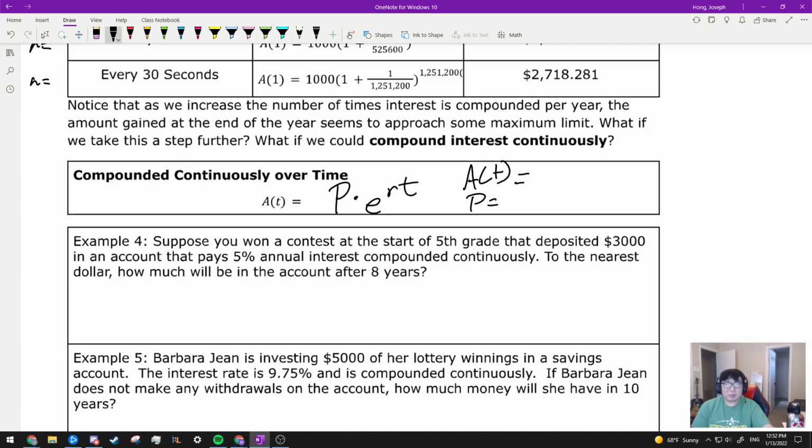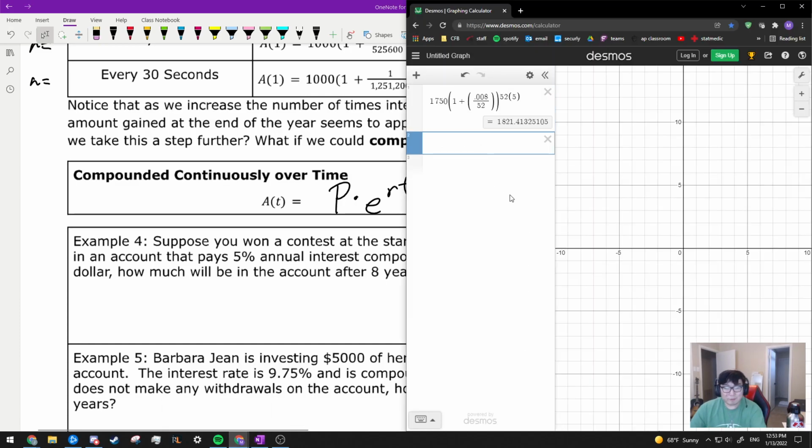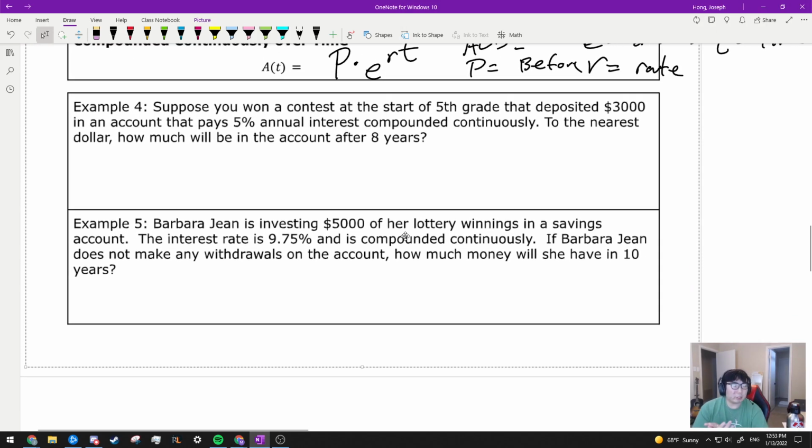There are equations where we have to label the variables, and we labeled most of these. So this is the after, this is the before, this is the rate, and the time. But what is E? E is actually about 2.7, and this is still going to be E, labeled like a cursive E. Because on Desmos, if I type E, it spits out 2.7 blah blah blah, which is an irrational number, which we learned last class.